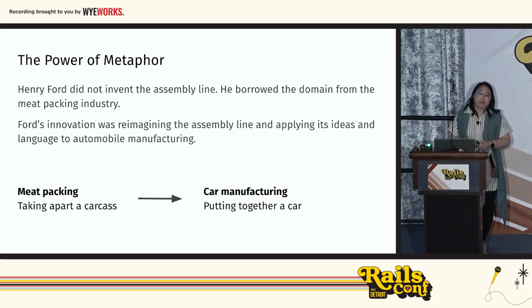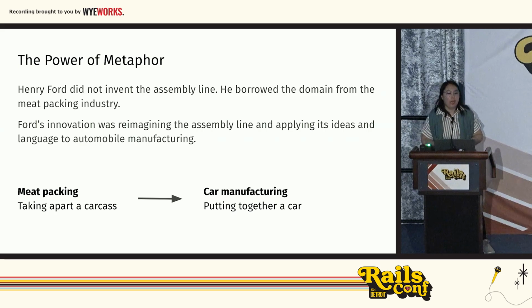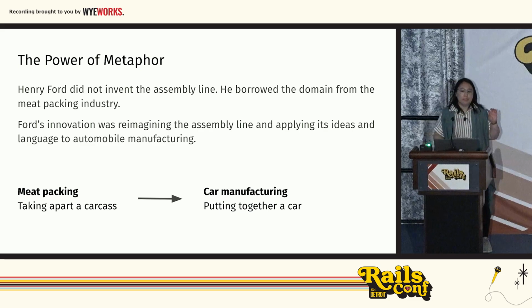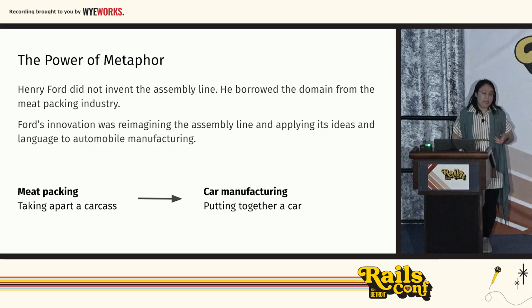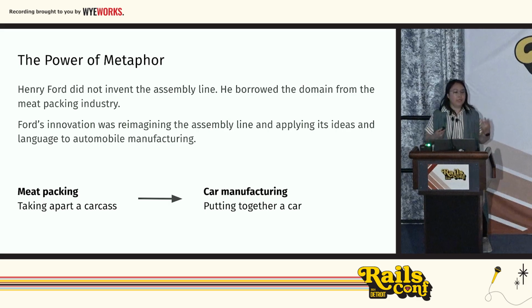I want you to ponder the power of metaphor. We are here in Detroit, which is the home of the first mass-produced automobile. And alongside that, incredible use of a concept called the assembly line. But Henry Ford did not invent the assembly line. He borrowed the domain and its concepts and ideas from the meatpacking industry. So Ford's innovation was reimagining how the assembly line could be applied to automobile manufacturing rather than inventing the idea itself.